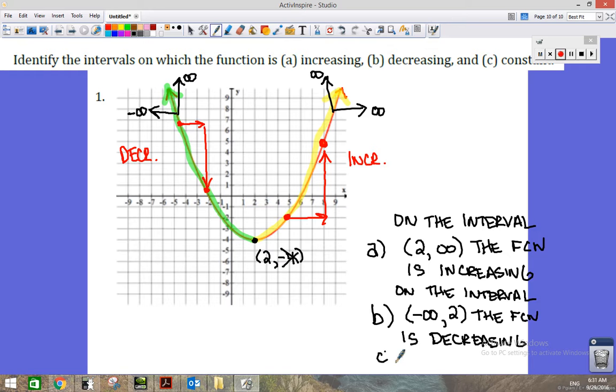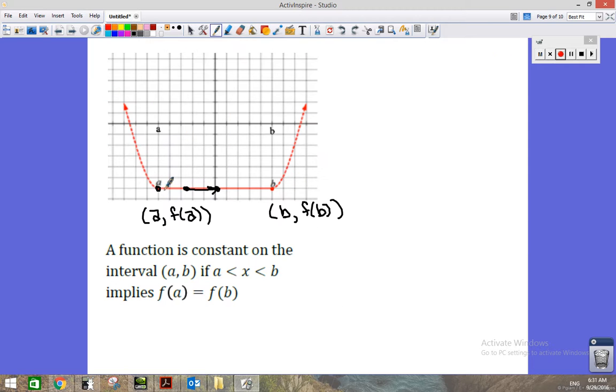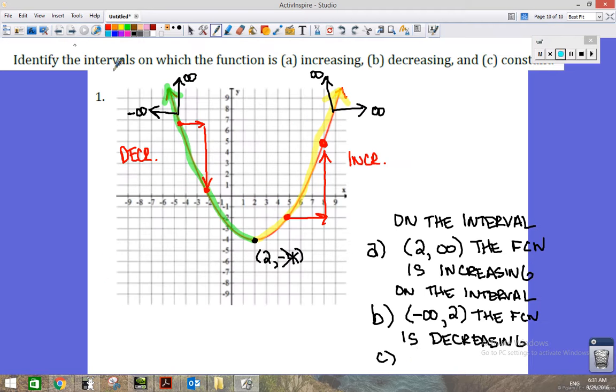Now, part C is pretty easy. We don't have any portion of the graph that's flat, that levels out. We have seen that when you're constant, there'll be a horizontal portion of the graph. There is none for this, so this function is never constant. So with one example, you're not going to be an expert, but hopefully that's helping get the point across, to understand the definitions a little bit better.